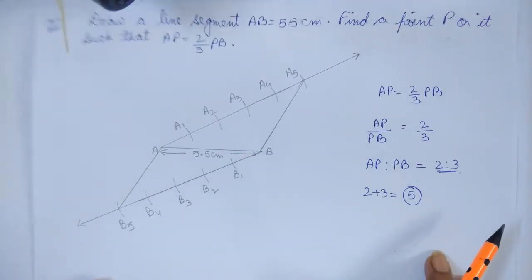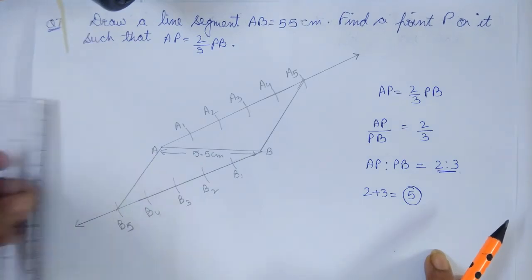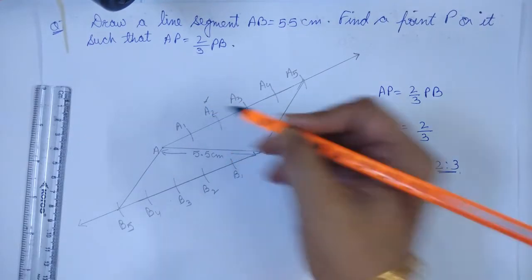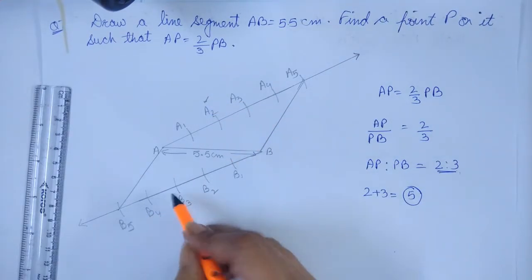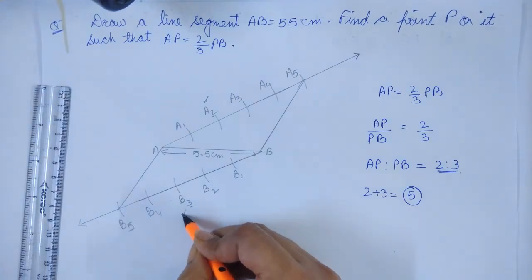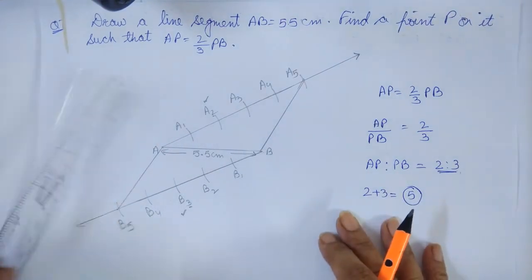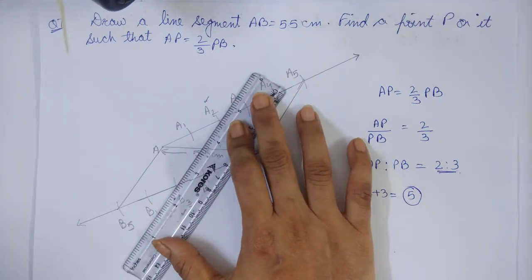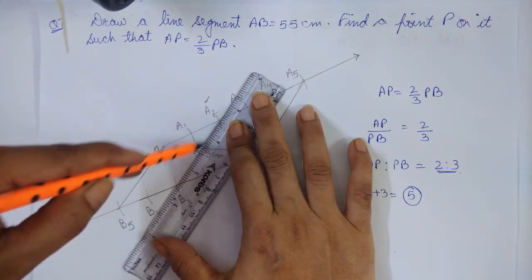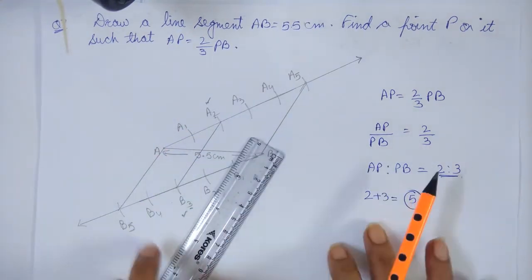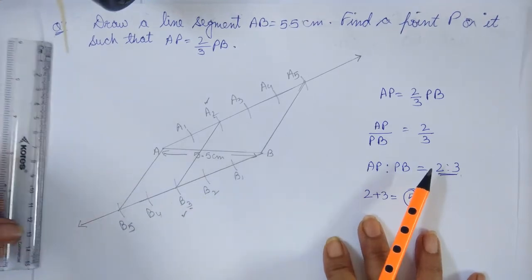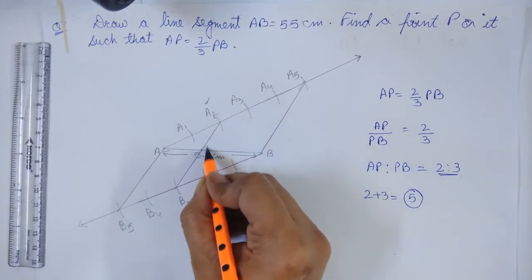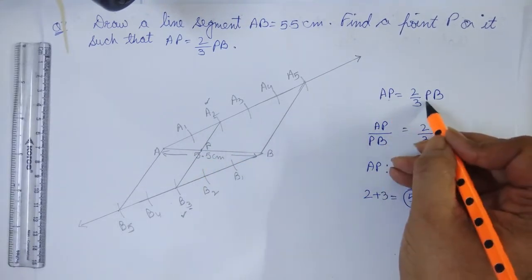Okay. Now the question is 2/3. So from the upper side A2 you will take. 2 is written here. And 3, from the lower side you will take 3 or B3. And join these two together. Like this. And then after joining it, what will you do? Next point, this point you will name as P or whatever is written in the question.